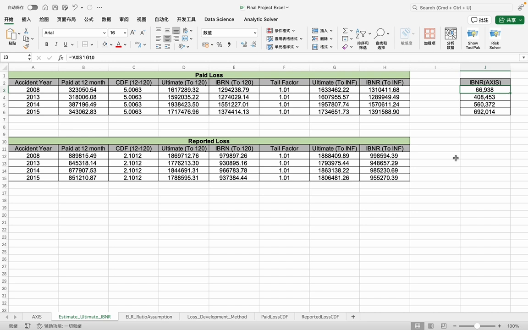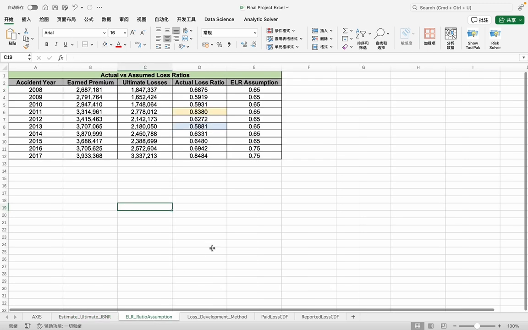This discrepancy is primarily due to my use of long-term development factors based on more mature data, and the application of a conservative tail factor for claims development beyond 120 months. This adjustment results in more conservative and forward-looking estimates, especially for long-tail exposures. Then we can go to the second part.